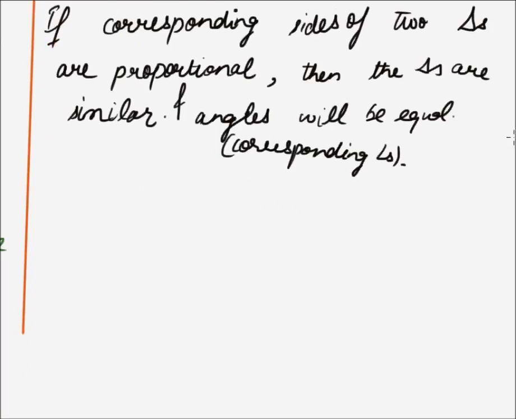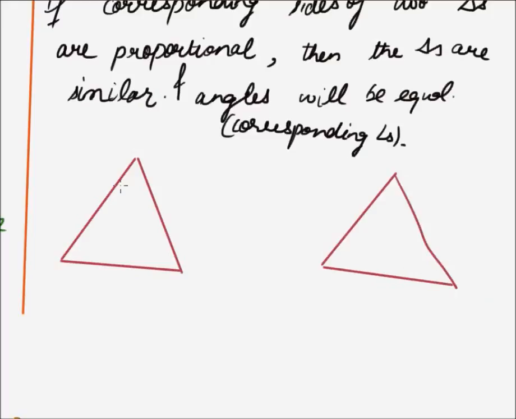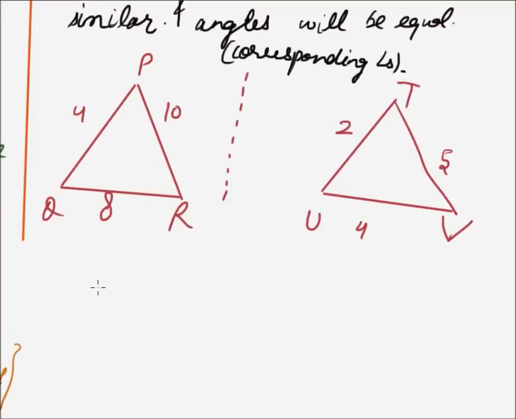So according to this criteria, if we are given two triangles, say the triangles be PQR and TUV. So if the sides are proportional, say if PQ be 4 and QR be 8 and PR be 10 units, and TU be 2, UV be 4 and TV be 5, then the PQ and TU, their ratio is 4/2, which means 2.